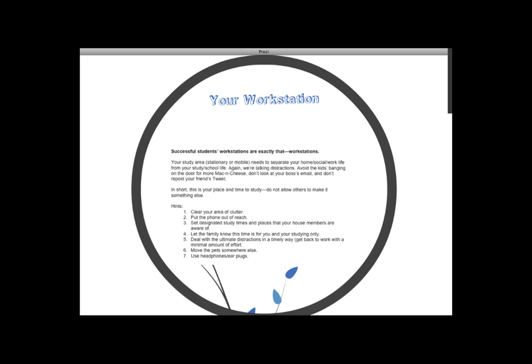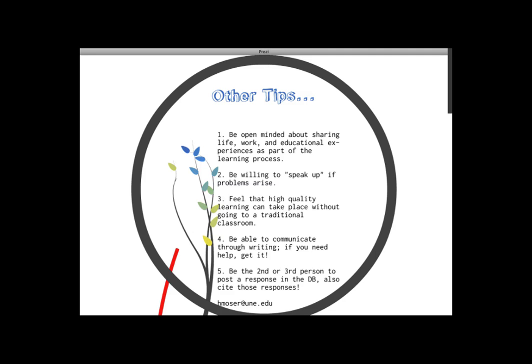All right, this is a good one from what we talked about at the beginning. Be open-minded about sharing life, work, and educational experiences as part of the learning process. That's a huge part of online learning. We need to make connections. As higher-level thinkers, we need to be connecting our job to what we're learning. We need to connect what we learned in the past to what we're going to learn in the future. These are ways that the information stays in our minds. It's the way we become better workers.